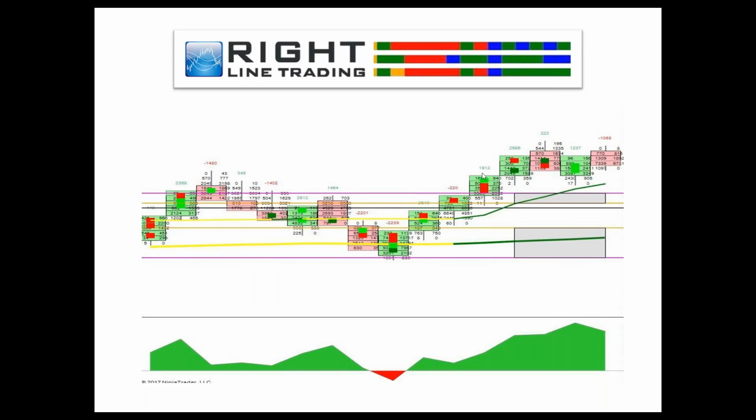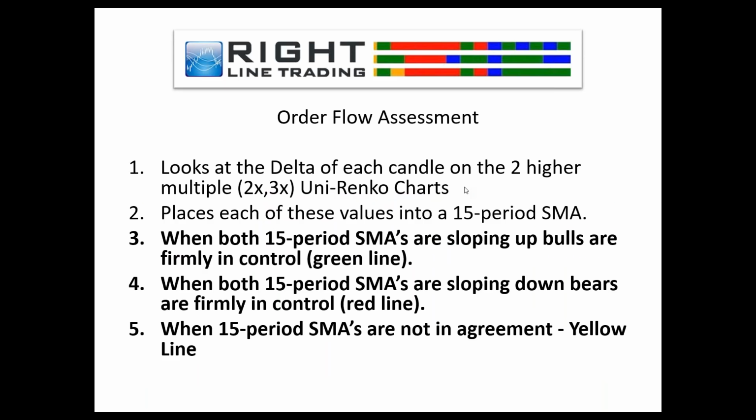So what we do, that was kind of a little bit on the side, but our goal is to avoid losers, not to get winners. We're always going to get winners. What drags us down are the trades that we get pulled into that don't work. So what we do is we look at the delta of each candle on the two higher multiple Unorenko charts. We totally ignore the delta of the candles on our trading chart. And we're looking at the two higher Unorenko timeframes.